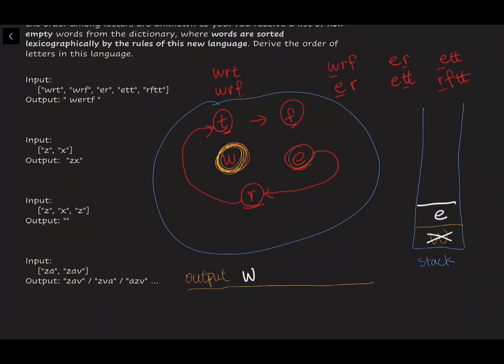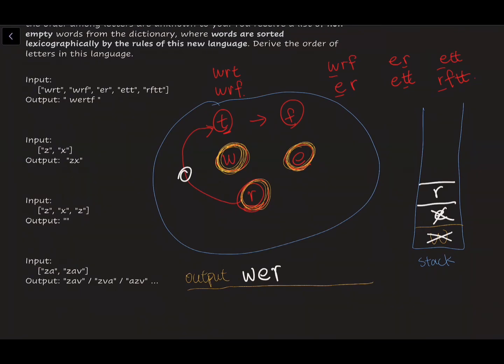We put E here. This is our new starting point, and we pop out E and put it into our output. And let's look at this arrow, and we remove this arrow. After we remove it, the node R here doesn't have any incoming arrows, and R becomes the new starting point. And we pop R out of the stack and insert it into our output.